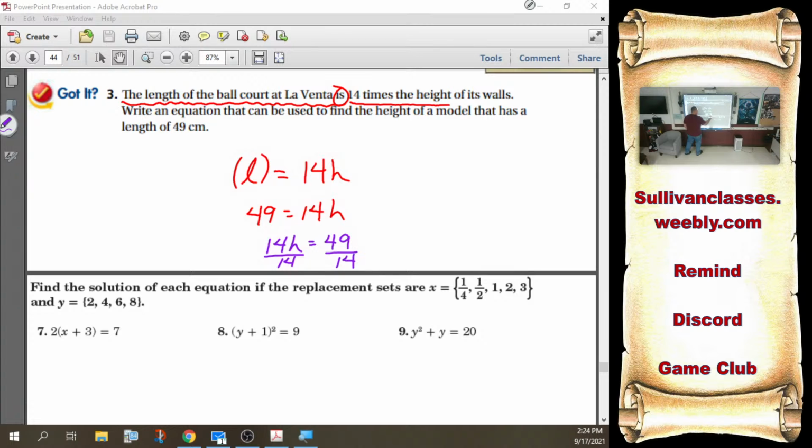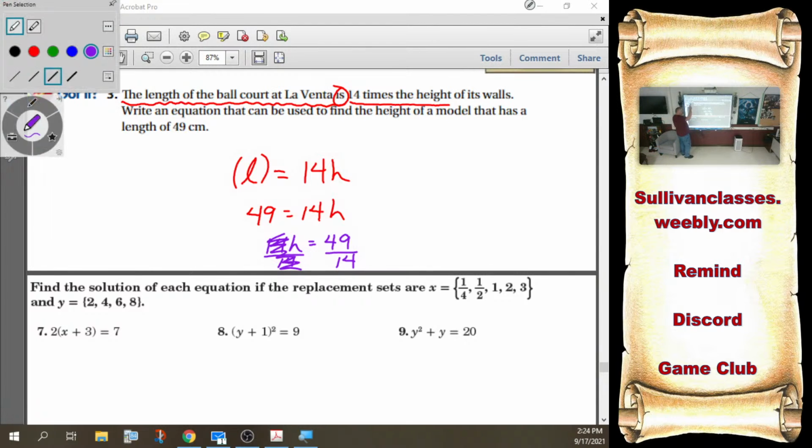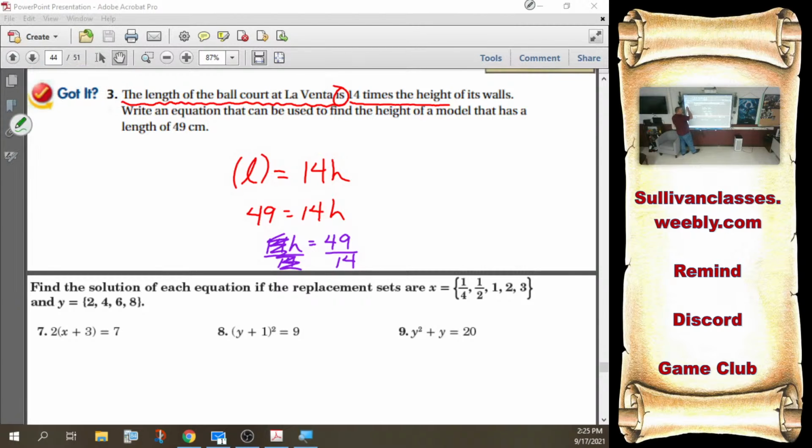Can you reduce 49 over 14 without running to a calculator? What's that, 2, 3, 7, yeah. Don't tell me 3.5. What number goes into 49 and 14? Divide both by 7. Write it as 7 halves. Any modern calculator you have is going to write it as an improper fraction.